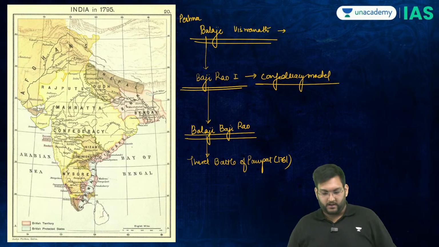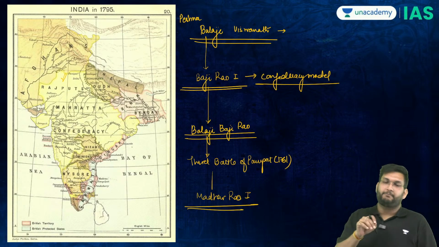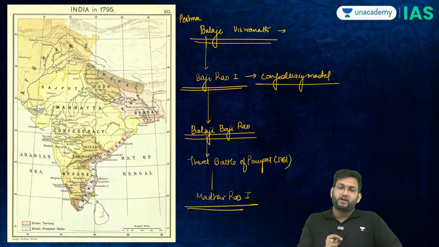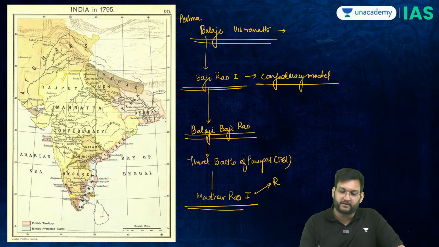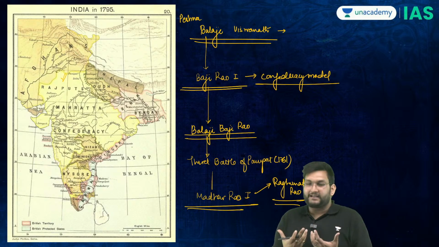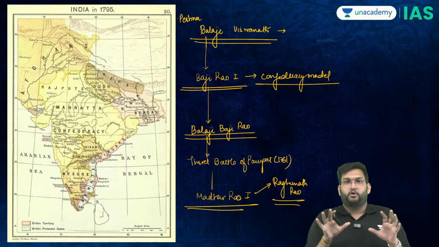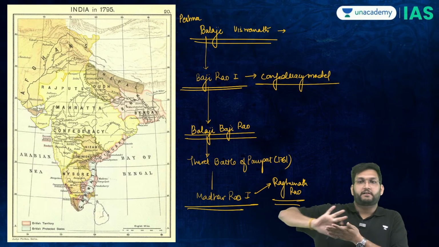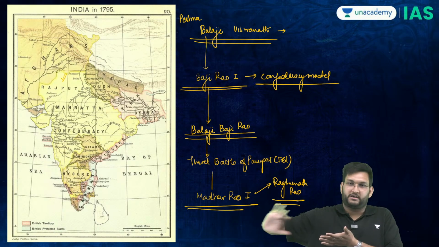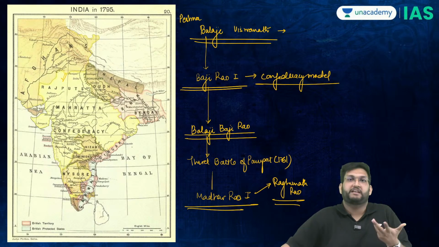This is where Madhav Rao the first is established as the next Peshwa, but because he was a child, he is under the regency of Raghunath Rao. Now, Raghunath Rao was power hungry. As soon as Madhav Rao the first becomes an adolescent, he starts to understand politics well. He removes Raghunath Rao from politics itself. But Raghunath Rao still had an aspiration to be Peshwa.